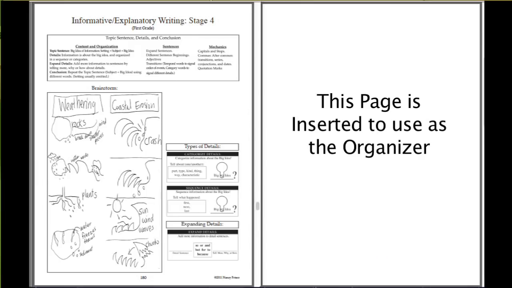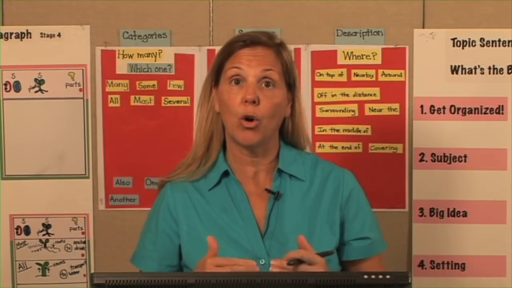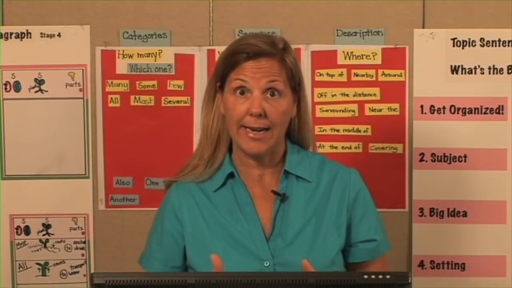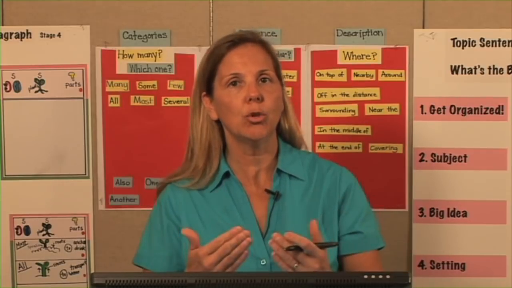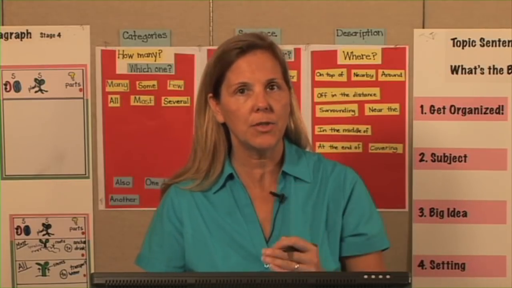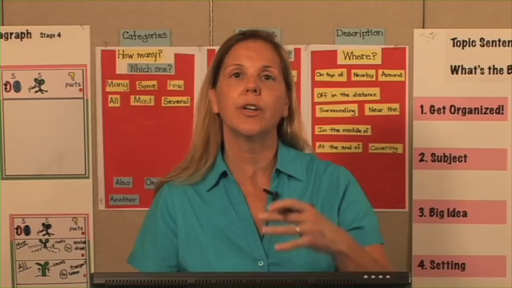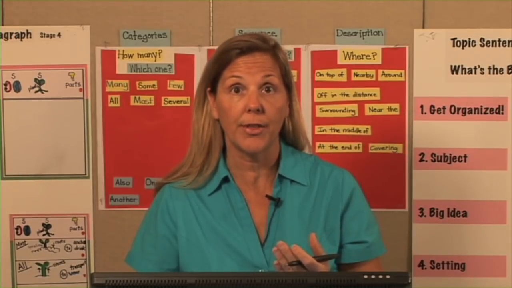Please turn to page 180. What we're going to do is walk through the steps of Stage 4 informative explanatory writing, just like you would do with the children. Now, these are the metacognitive steps that children need to learn in order to write information on their own.